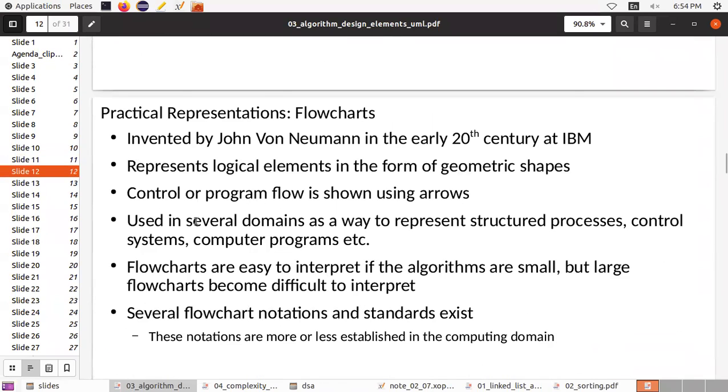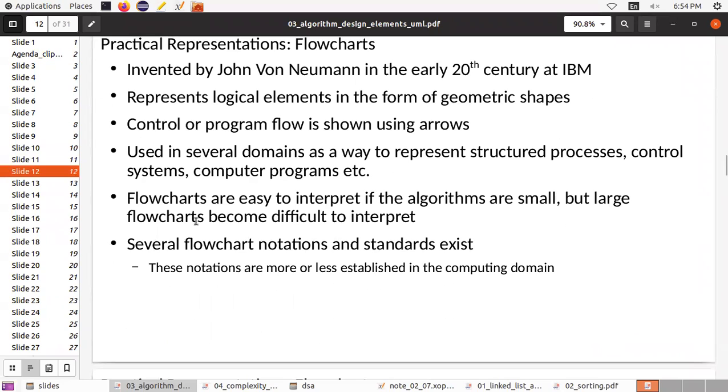Flowcharts. Flowcharts were interesting. They were invented in the early 20th century by John von Neumann. John von Neumann is also considered to be sort of the person who created the initial computer architecture. So most of the computer architecture that we look at these days is considered to be Neumann computer architecture. So he was a computer systems designer at IBM, and the early set of how a computer should be organized was set forth by John von Neumann, early theories.